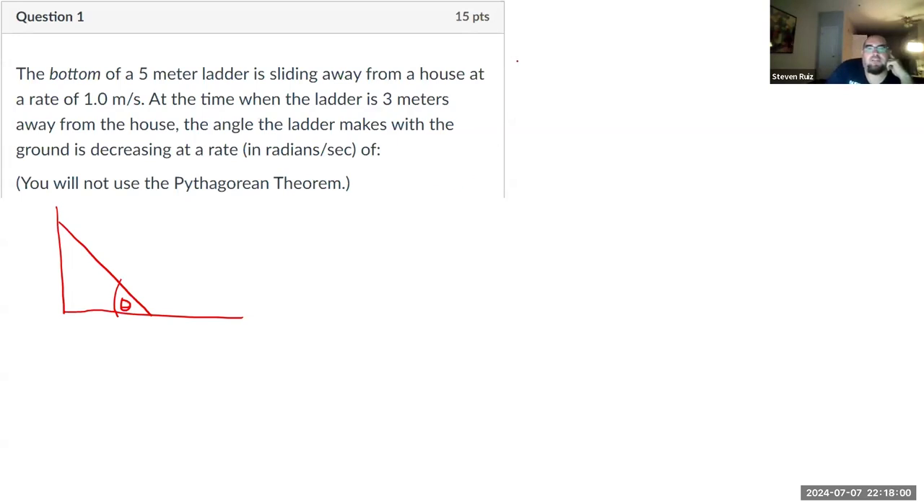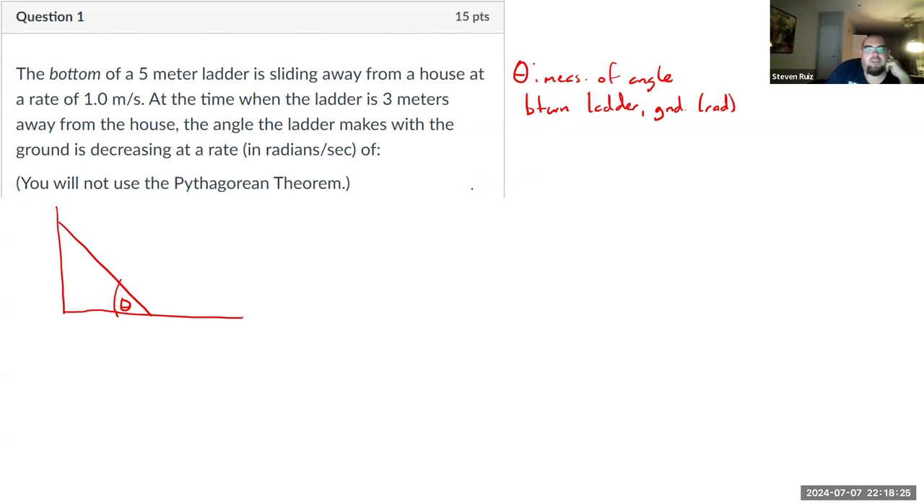So let's take a catalog of our variables here. Theta is the measure of the angle between the ladder and the ground. And we're going to measure that in radians.